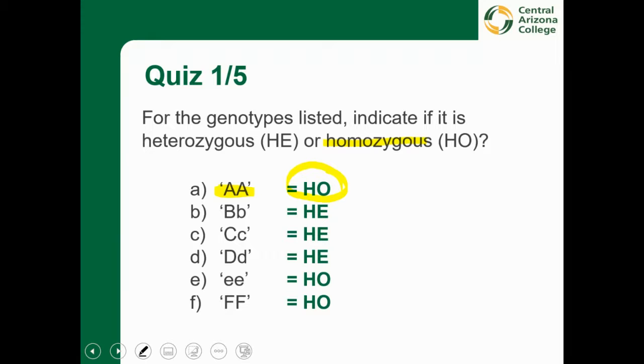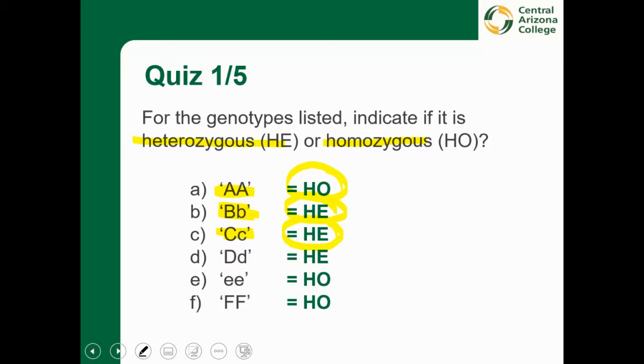The next one that I have is actually a mixture. So we have one capital B and one lowercase b. So these are different. It's going to be heterozygous. So in this combination, remember, hetero stood for two of the different kinds. Homozygous stood for two of the same kind. Well, let's have a look at the next one. Here I have capital C and lowercase c.